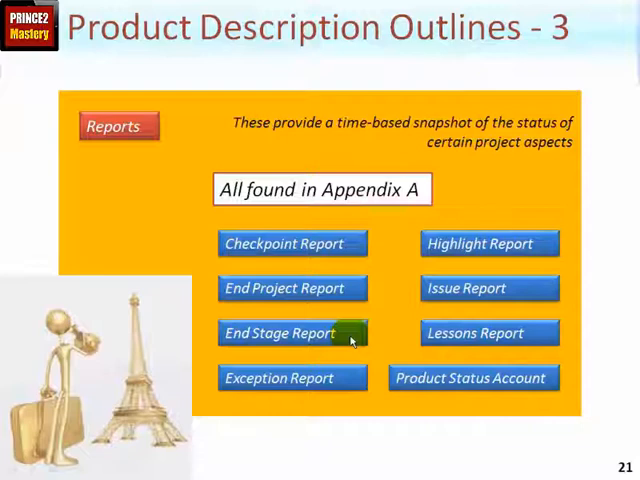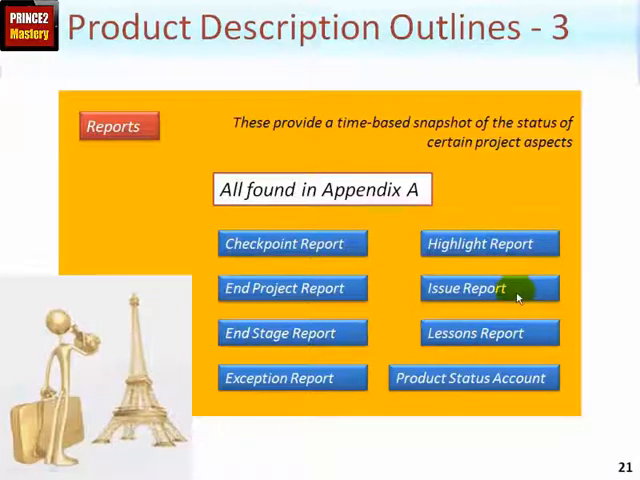An exception report is to bring to the attention of the next level of management when tolerance is forecast to be exceeded, so it forms an important part of the management by exception principle. A highlight report is created by the project manager and given to the project board at regular intervals during a stage, showing the progress of that stage.